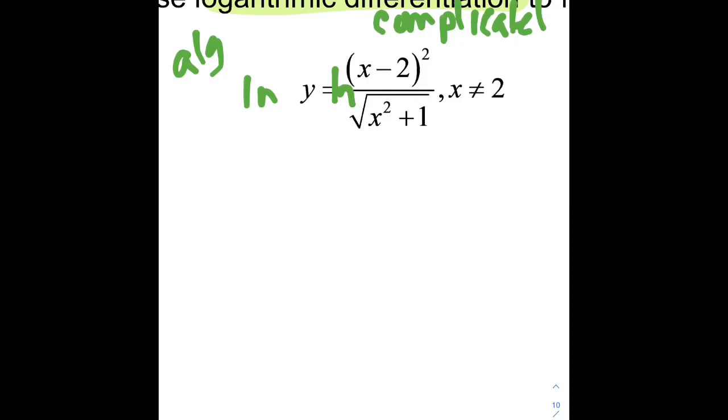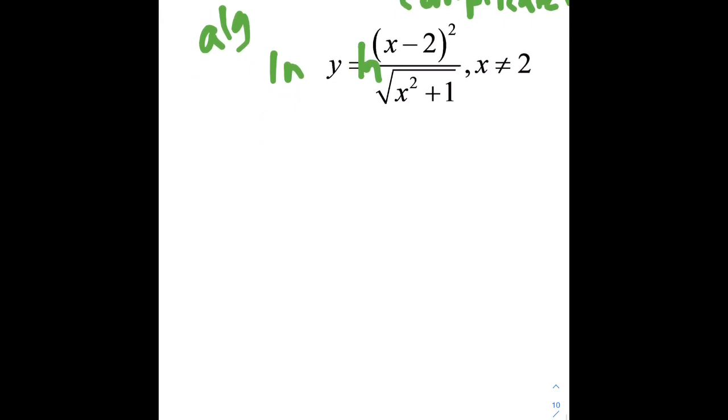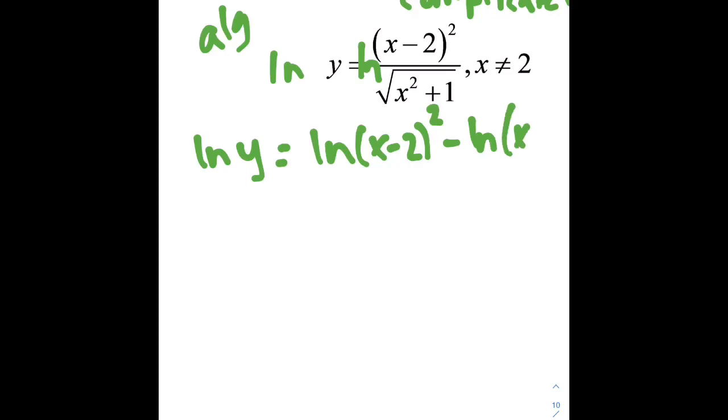Because if I take a natural log of both sides, and again, I'm choosing natural log instead of a log other than base e, because when you differentiate a log other than base e, this is going to cause me to have a natural log of a factor somewhere in my work. Doing this allows me to apply properties of logarithms. So this is going to give me the natural log of y is equal to the natural log of x minus 2 squared minus the natural log of x squared plus 1 to the 1/2.